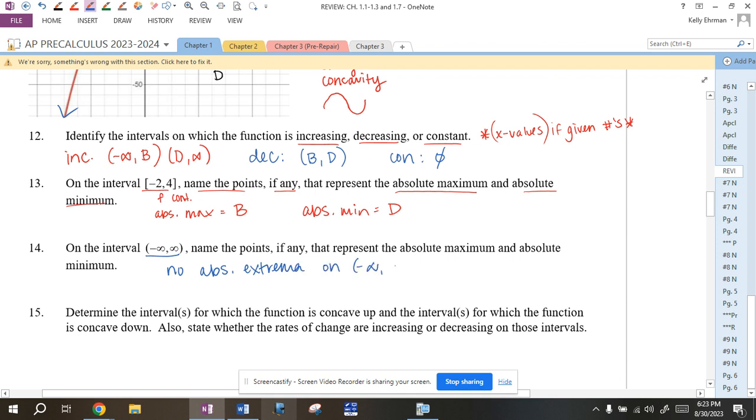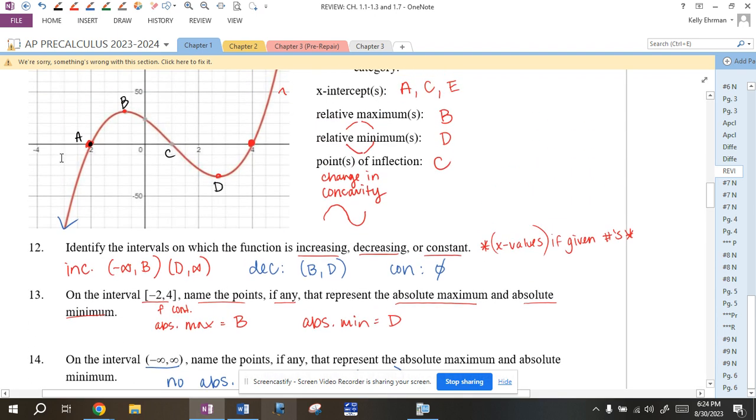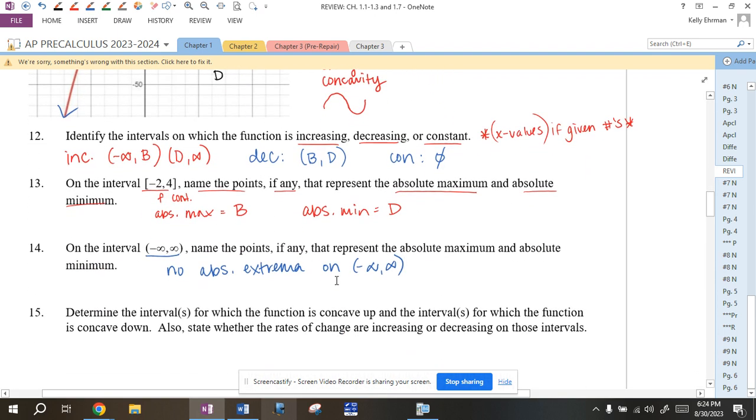on -infinity to infinity. If I said on -1 million to +1 million, those endpoints would be the absolute max and min, because I know they're much higher and lower than these relative extrema. So yeah, it's got to be a closed interval.